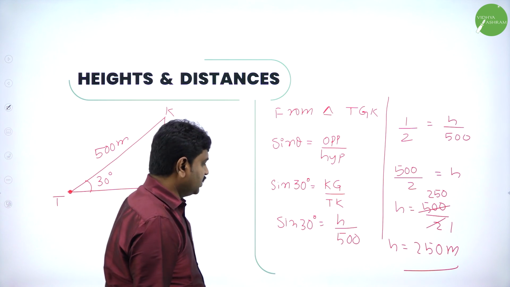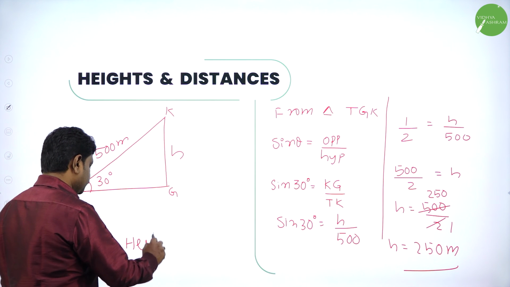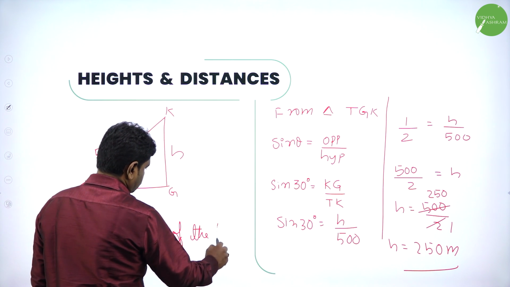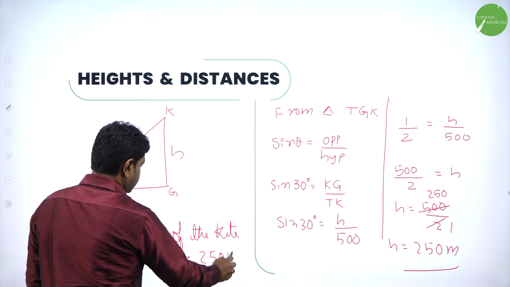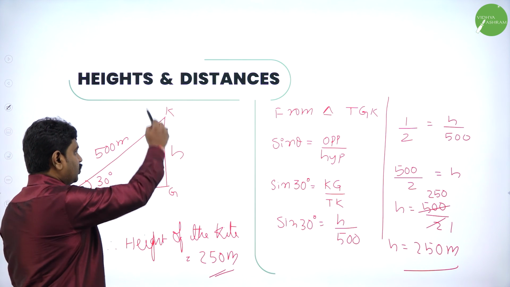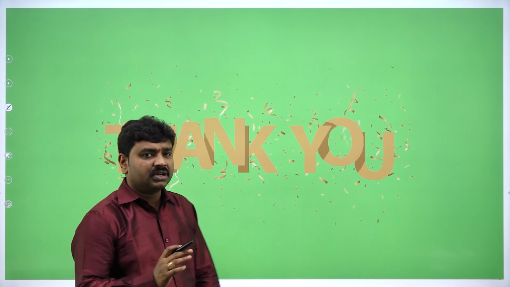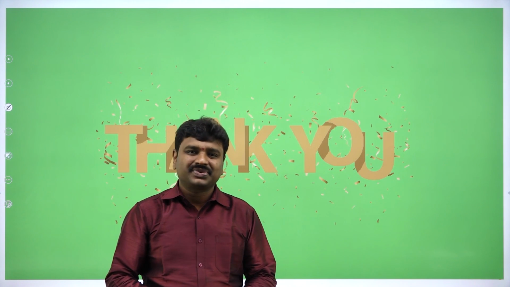So you got the height of the kite. Therefore, the height of the kite is exactly 250 meters from the ground. I hope all of you understood this. Every problem is simple. First draw the diagram, analyze and do it. I'll see you in my next session. Thanks for attending. Thank you.